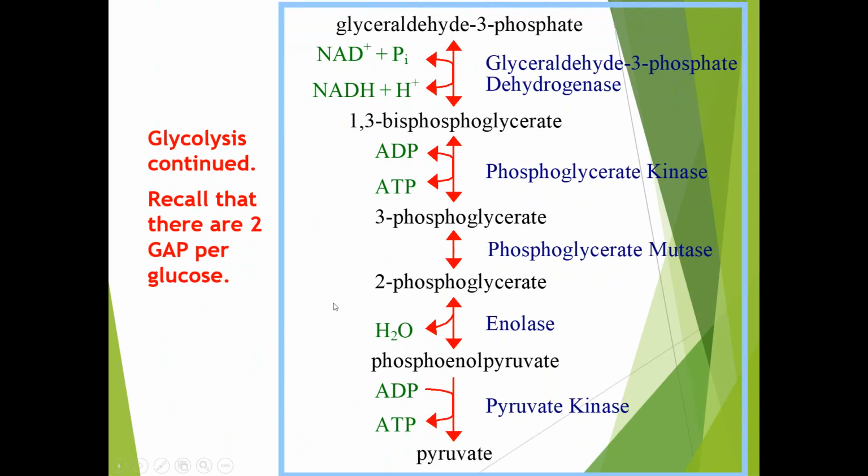Glyceraldehyde 3-phosphate then converts into 1,3-diphosphoglycerate. Here 1 molecule of NADH gets generated. Then 1,3-bisphosphoglycerate gets converted into 3-phosphoglycerate. Here one molecule of ATP gets synthesized, and then 3-phosphoglycerate gets converted into 2-phosphoglycerate. 2-phosphoglycerate gets converted into phosphoenol pyruvate, and finally this phosphoenol pyruvate gets converted into pyruvate, and one molecule of ATP gets generated over here.